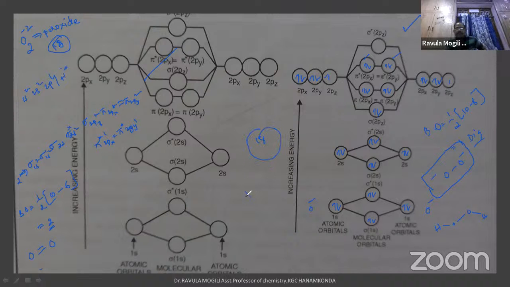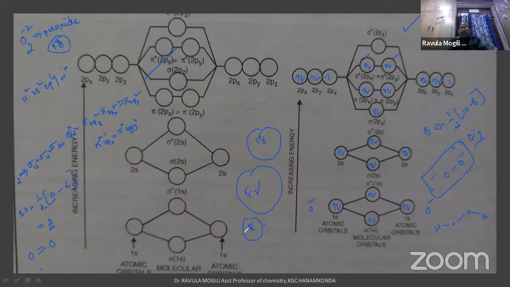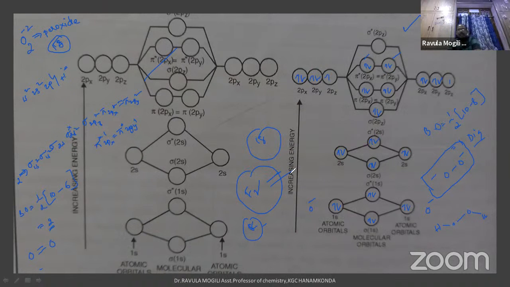If it is taking as F2 molecule, how many electrons are present? 18. So it is similar to the hydrogen peroxide ion? Yes, sir. So here O2 minus is similar to F2.